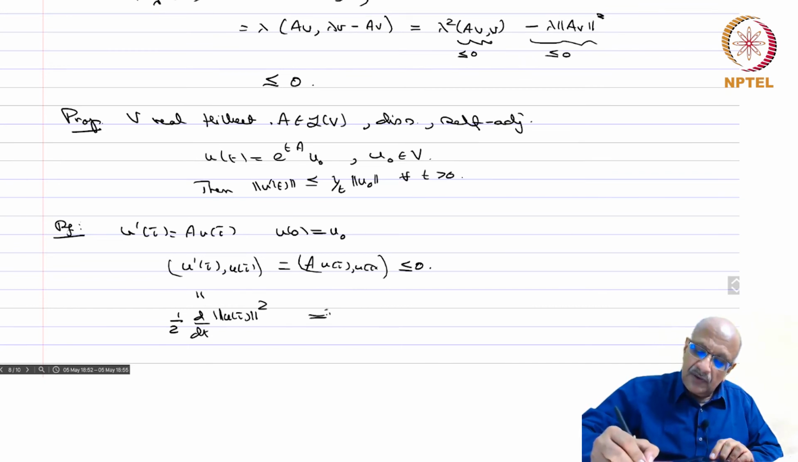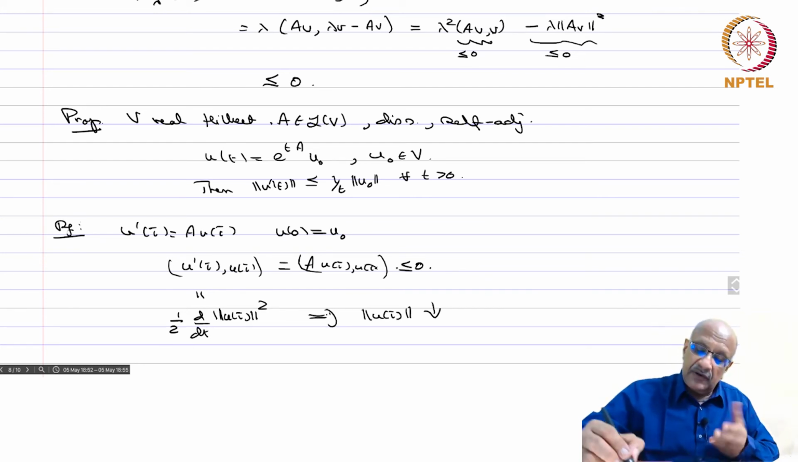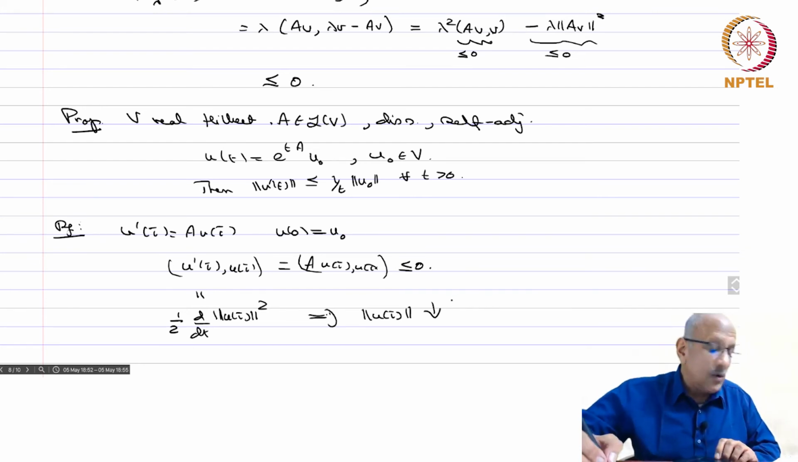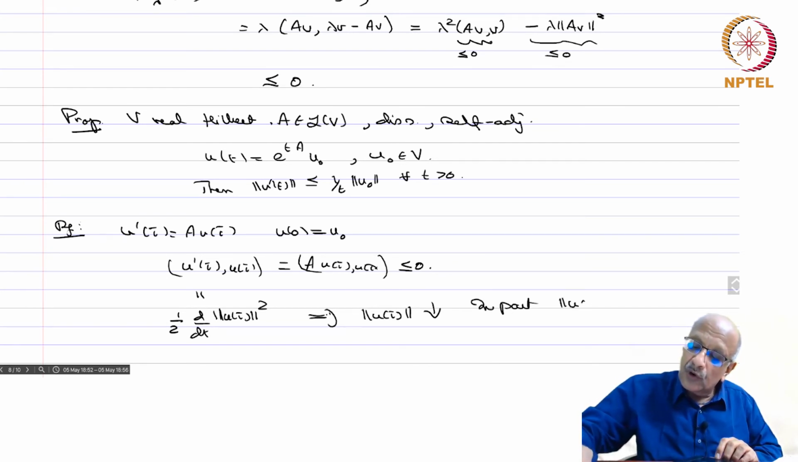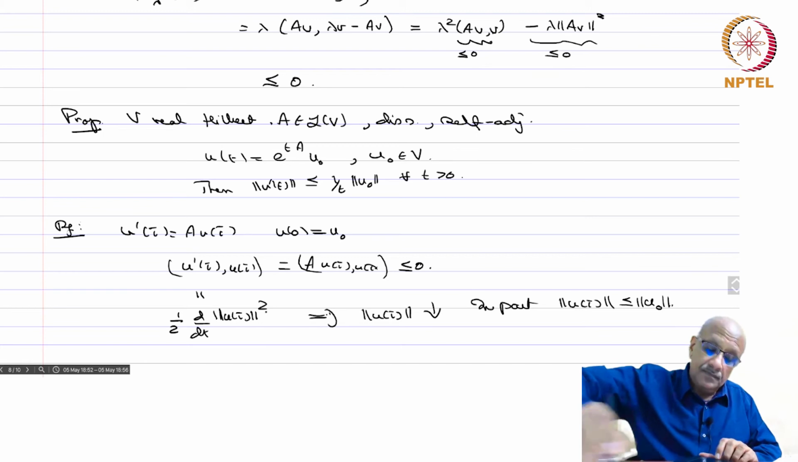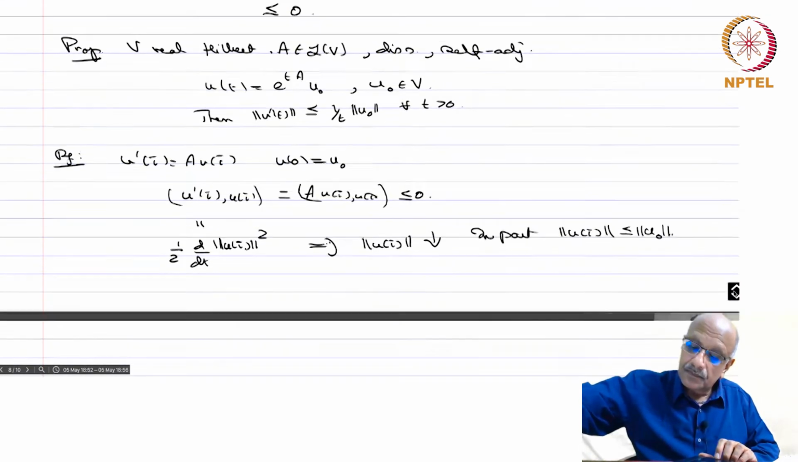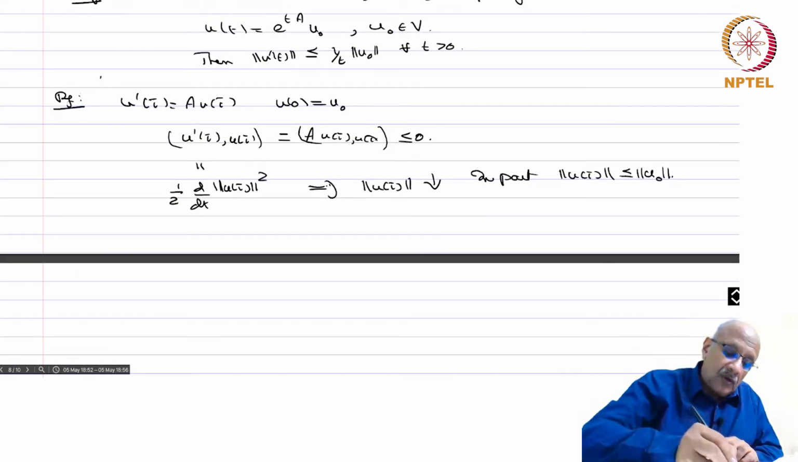Therefore, this means that the norm of u(tau) is decreasing as tau increases, because its derivative is less than or equal to 0. So, in particular, the norm of u(tau) is always less than or equal to the norm of u(0). Okay. So, call this step 1.